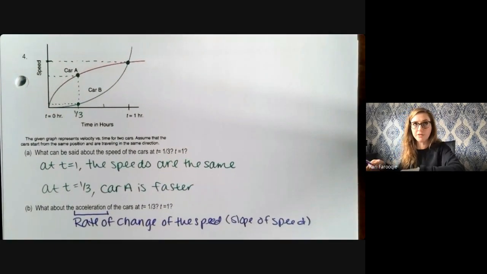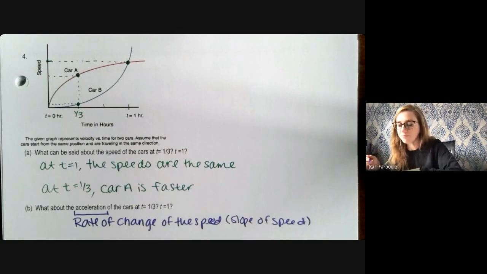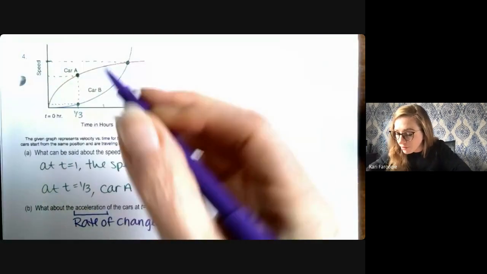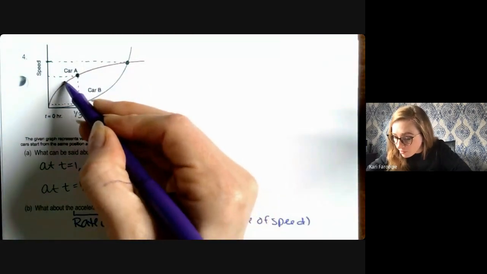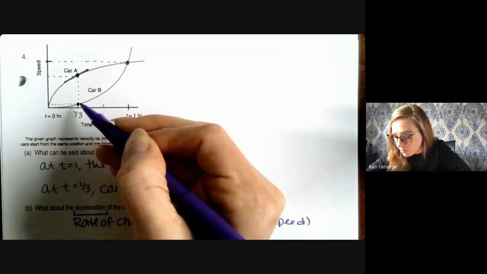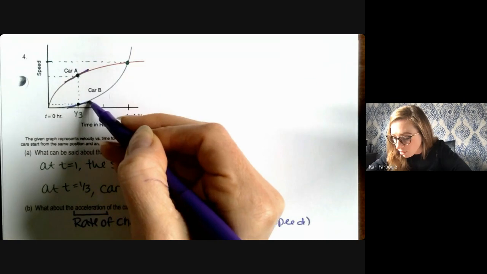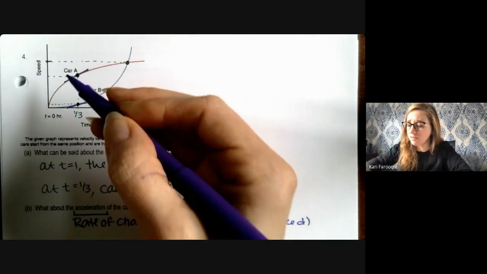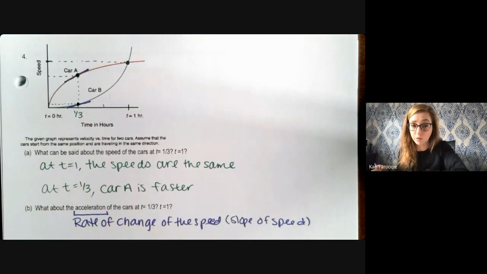We're looking here at the slopes of the tangent lines. It's kind of hard to tell at 1/3, but I would say that if you're looking at 1/3, the slope of the tangent line for car A looks like this, whereas the slope of the tangent line for car B kind of looks like that. And it's a little hard to eyeball, but they don't appear to be parallel. I would say that the slope of car A is greater.